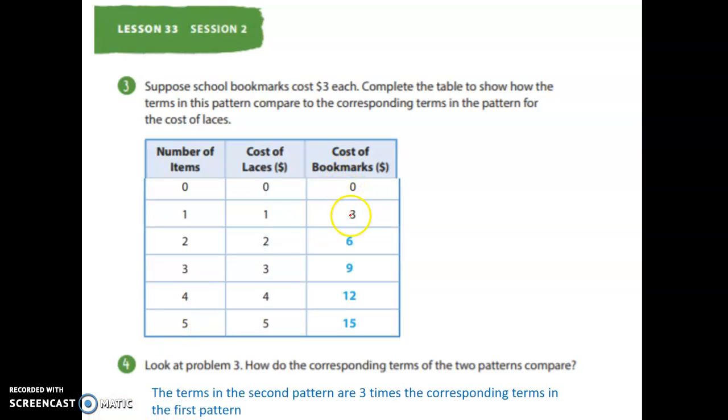So filling in the chart, adding 3 each time, 3, 6, 9, 12, 15, and corresponding 4 to 12 or 3 to 9 or 2 to 6. What am I doing each time that corresponds them? I'm multiplying it times 3 or making it 3 times greater.